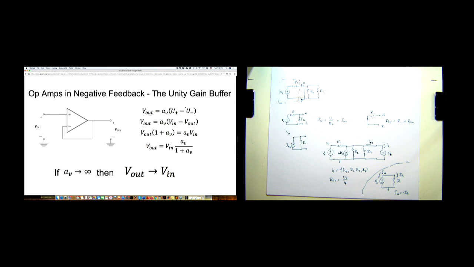And Vout is U minus because I've hooked this up in negative feedback without any component in between, right? Solving for Vout, I get that Vout is equal to Vin times Av over 1 plus Av. And if the gain goes to infinity, then Vout goes to Vin.